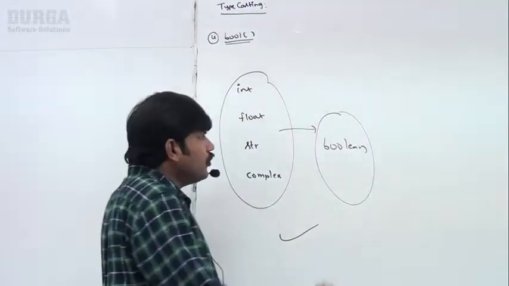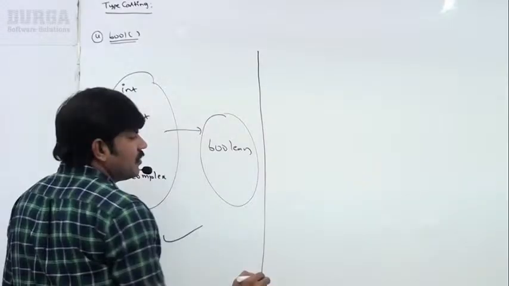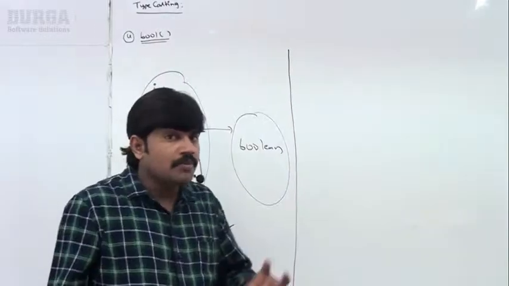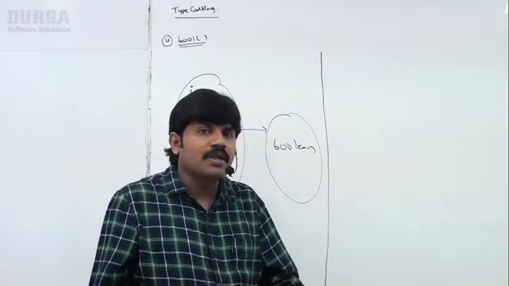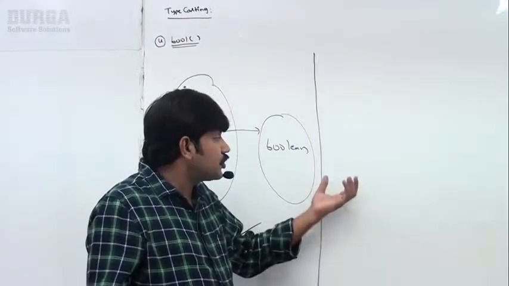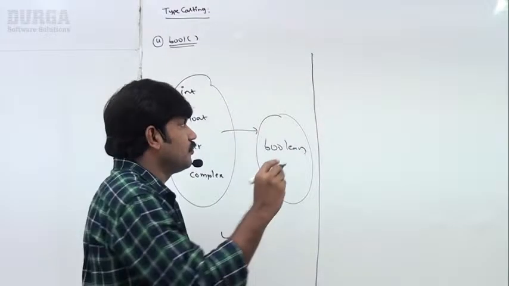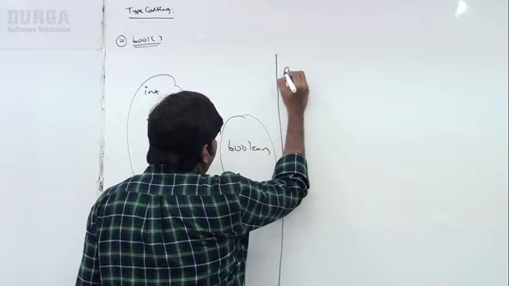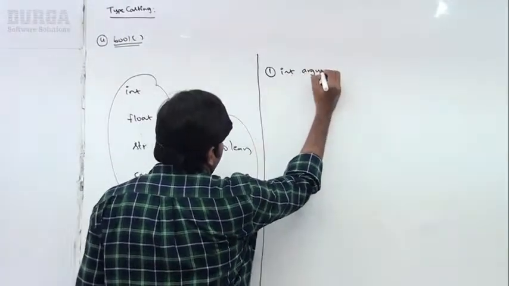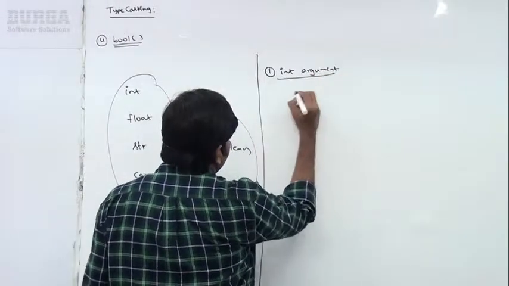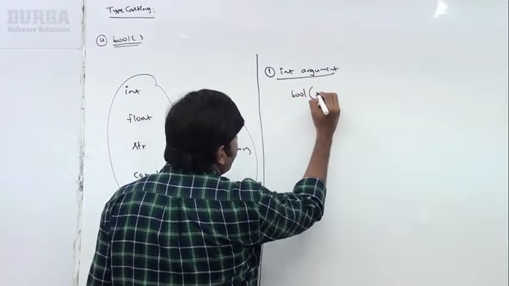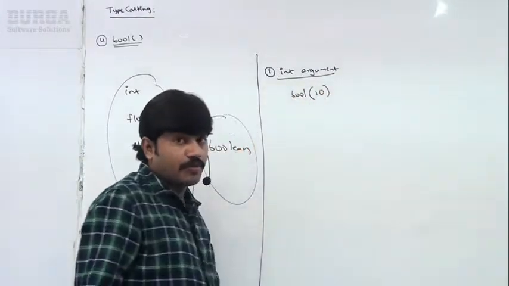Sir, now how can you use this bool function? What are the rules? If the argument is int type, float type, complex type, next the string type, what rules are there, sir? Take very special care about this one. Sir, bool with an int argument. If I pass an int argument, bool of 10 I am taking. Can you please tell what the answer is?